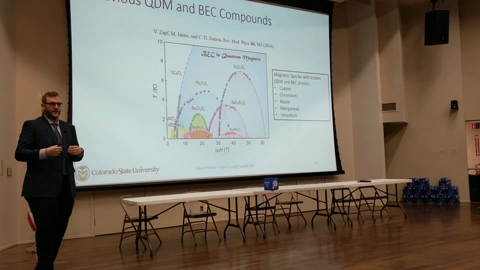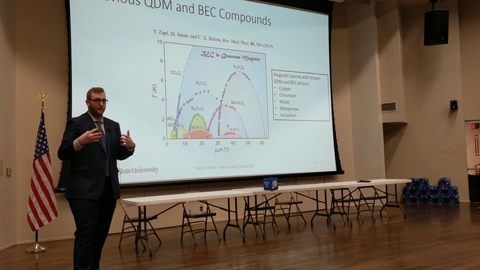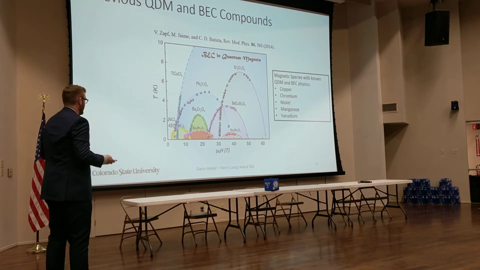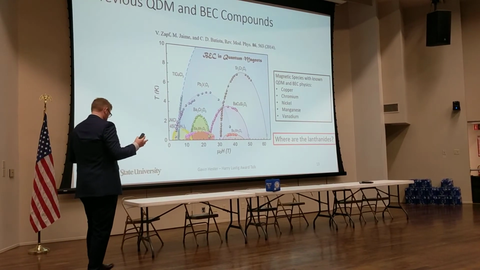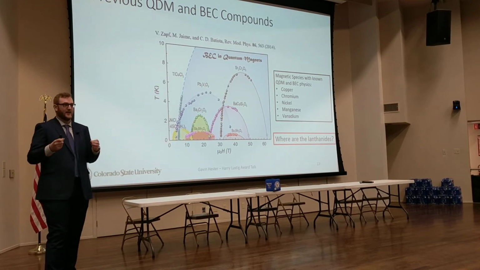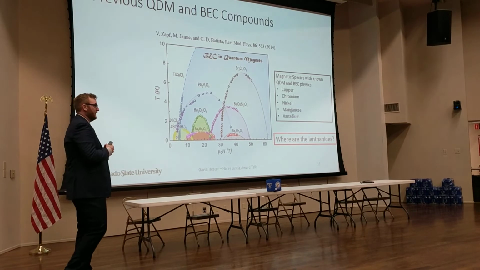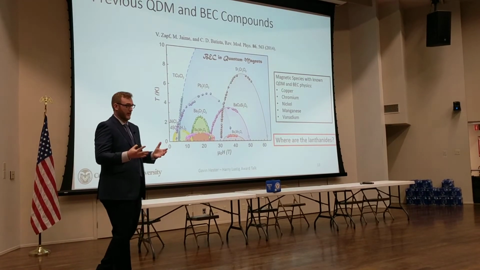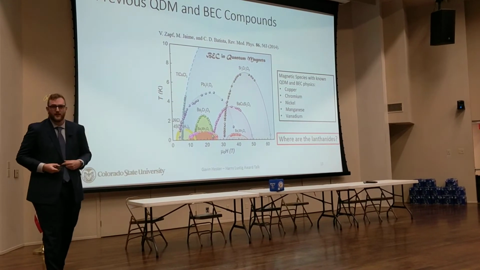And our group is really interested in getting quantum magnetic states out of lanthanide systems. So we naturally looked at this and said, where are the lanthanides? Well, it turns out that the lanthanides actually aren't expected to give these states because their high spin orbit coupling gives them inherently anisotropic exchange interactions. But I'm actually going to show you something to the contrary today.